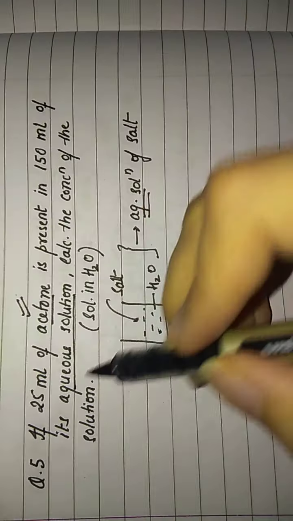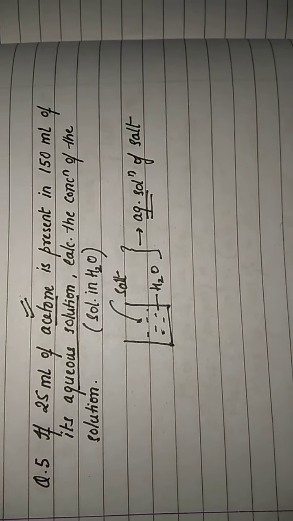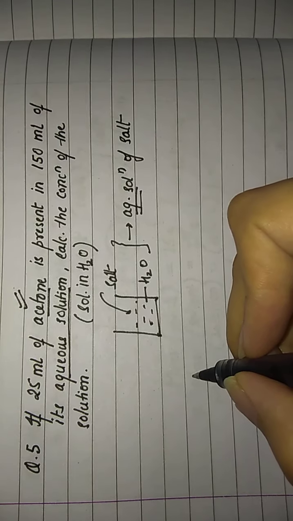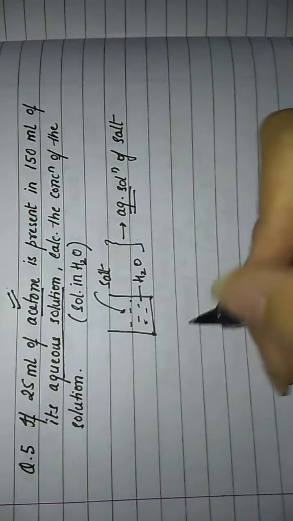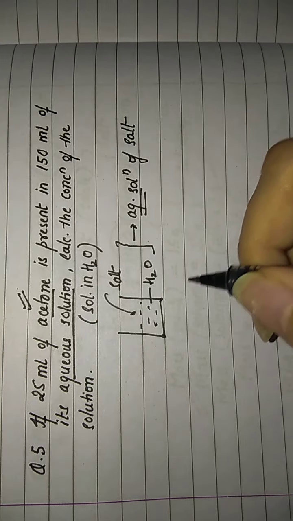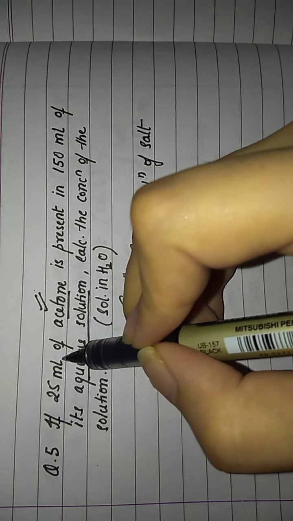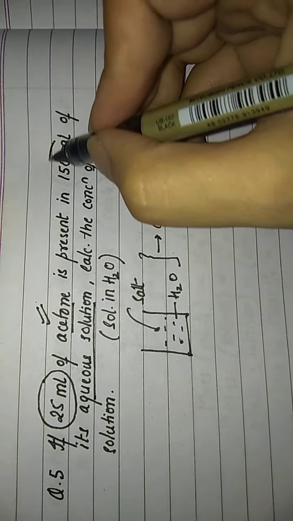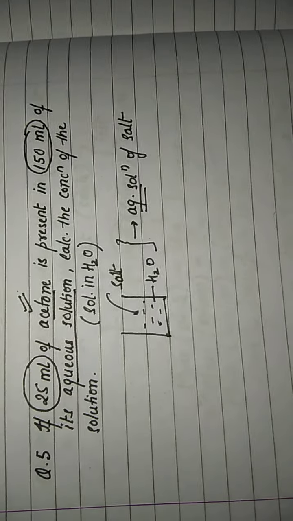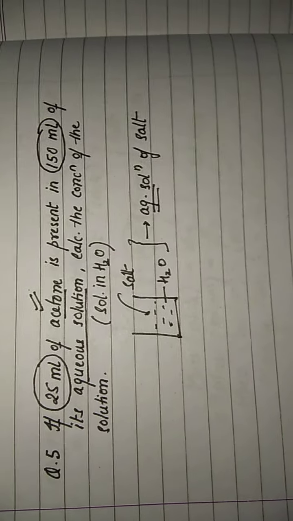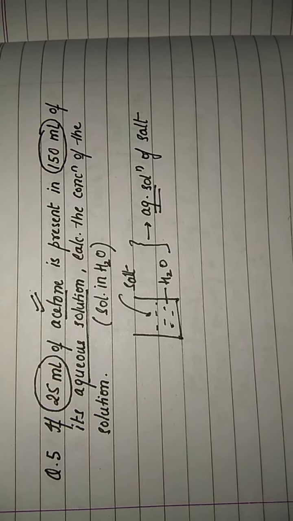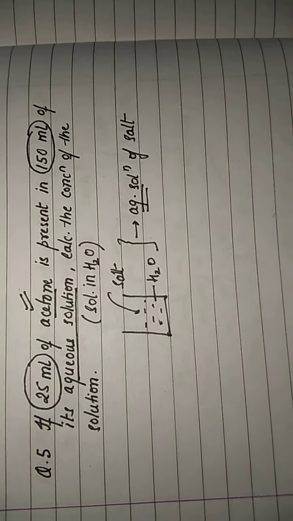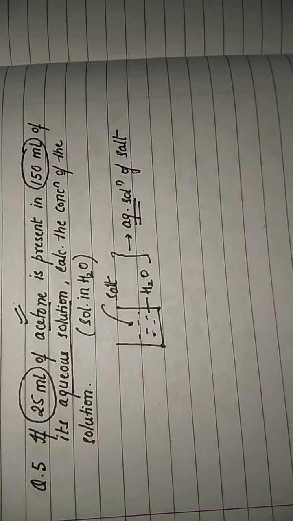Okay, so if 25 ml of acetone is present in 150 ml of its aqueous solution. Right, now in place of salt we are using acetone. So acetone is the solute here. So I write, but this time I have not been given the mass of solute. I have been given what? I have been given the volumes in the question. So this time which way will I use to express the concentration? I will use volume by volume percentage, because no mass is given to me in the question. Only volumes are given to me in the question. So I will use volume by volume percentage.